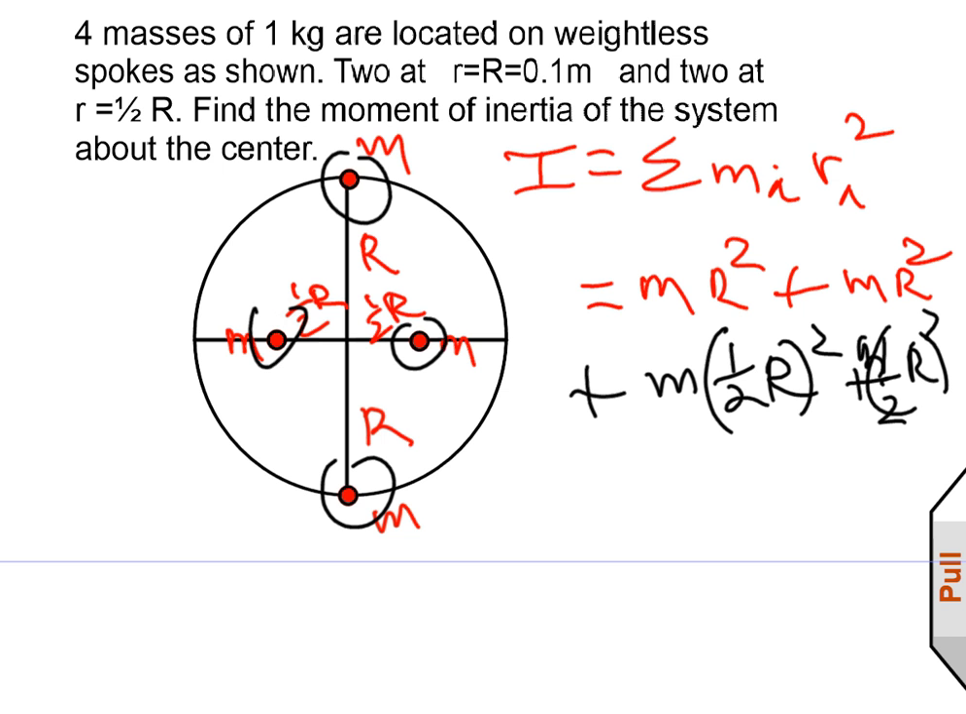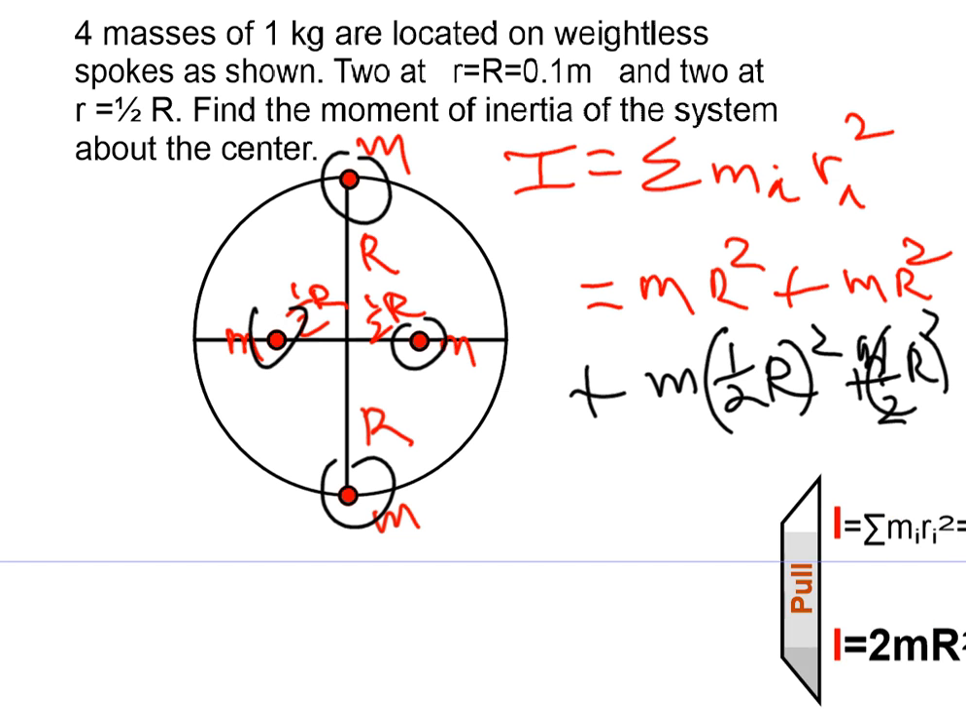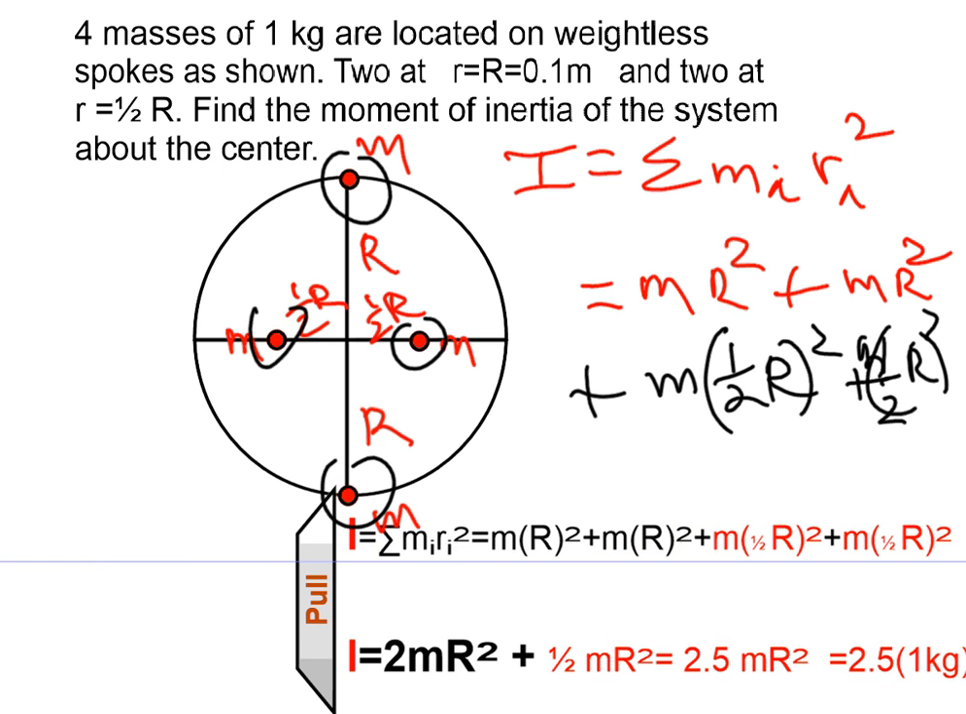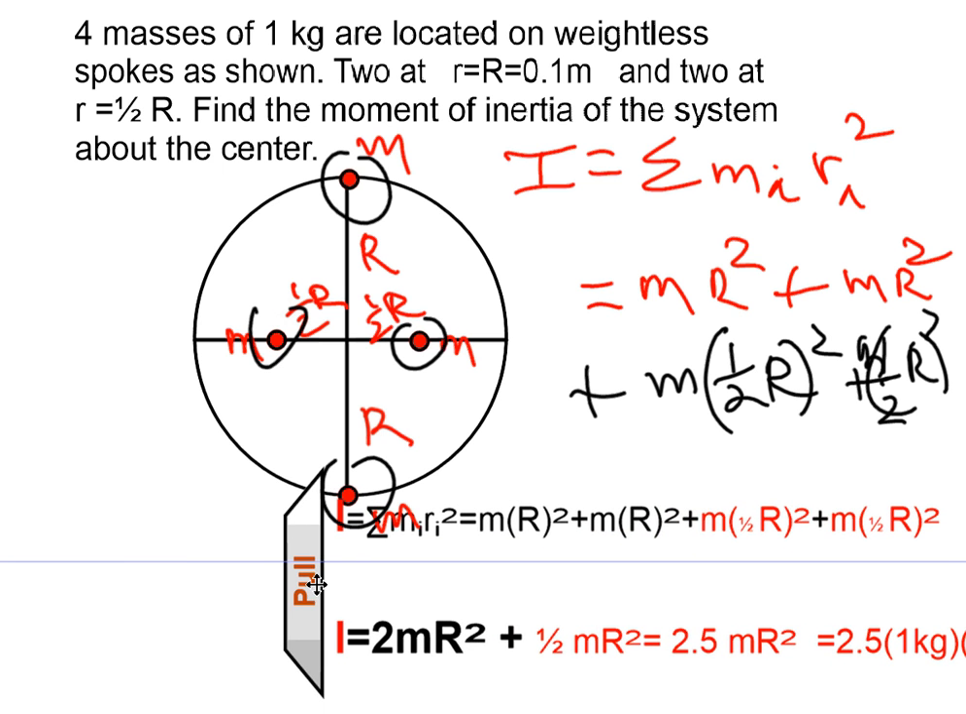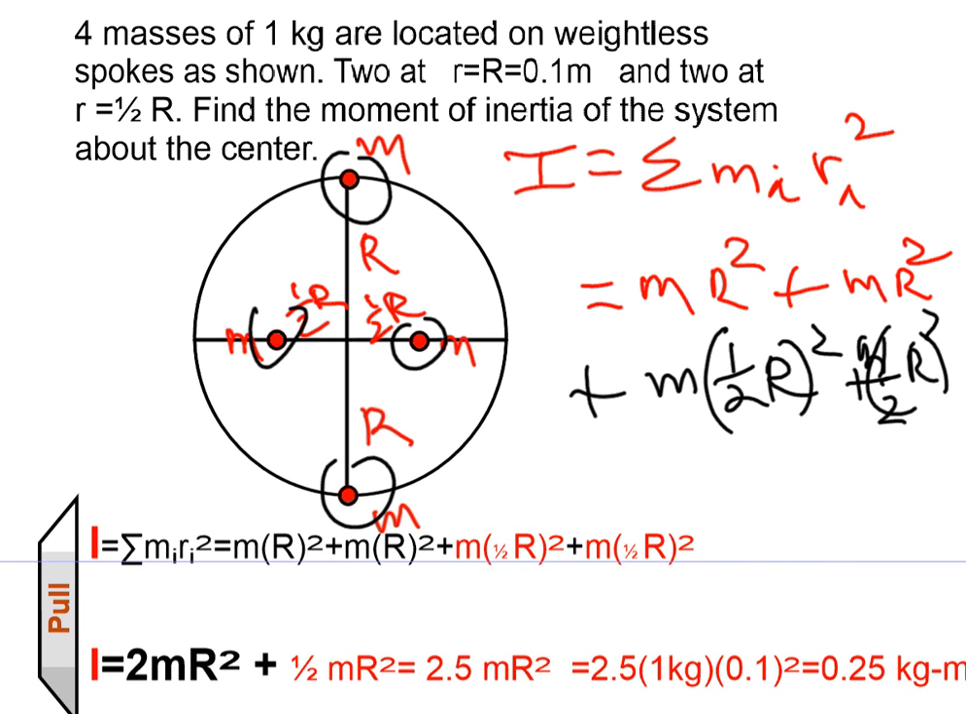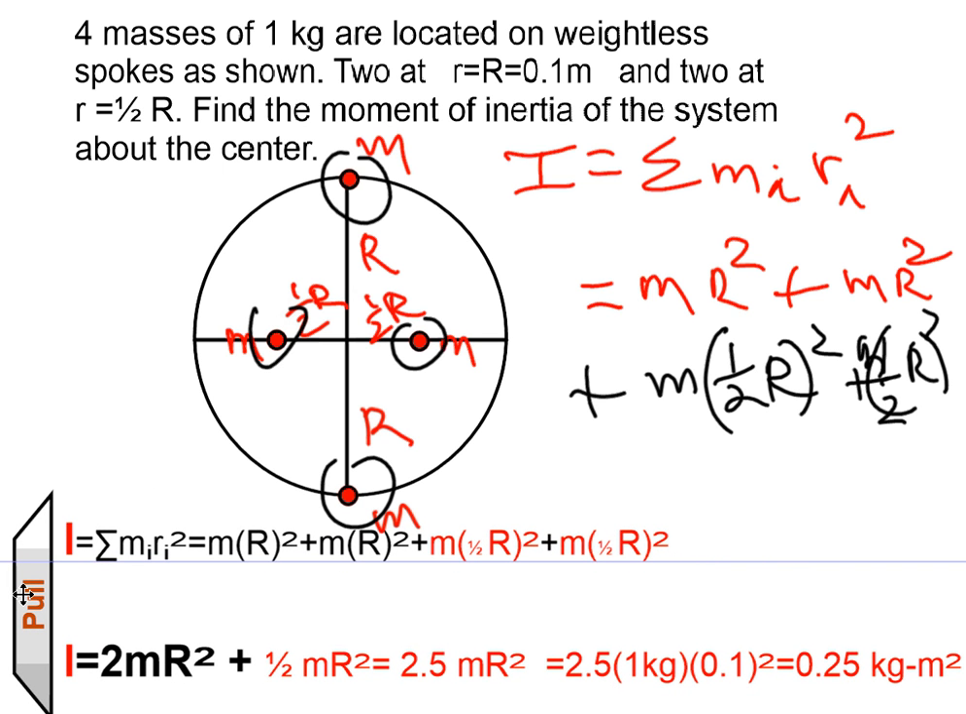And if you add all these up, you will see that they come out to be 0.25 kilogram meter squared.